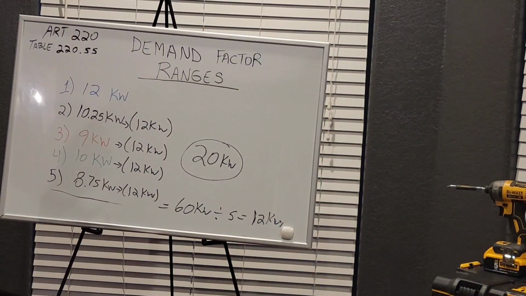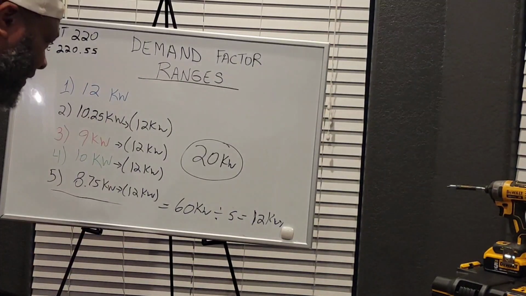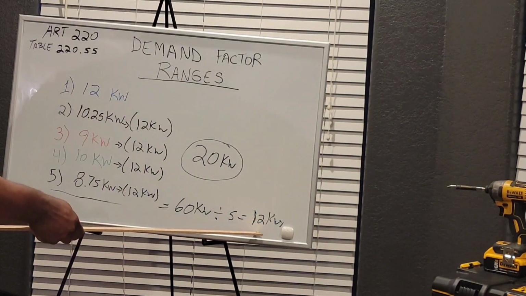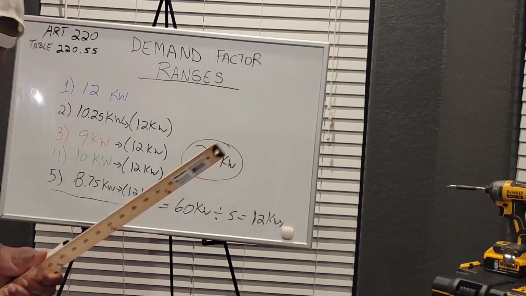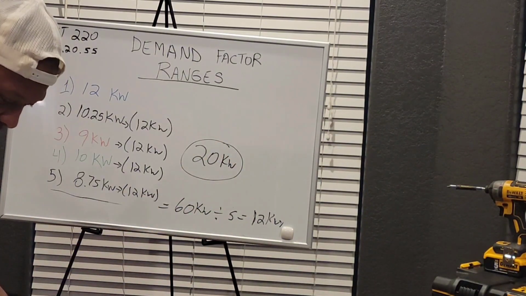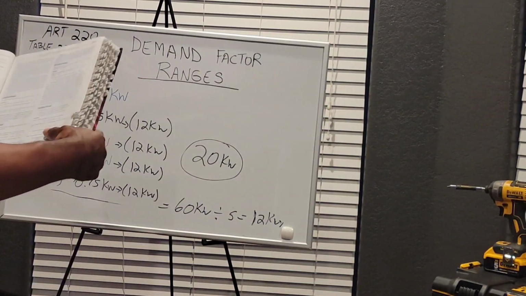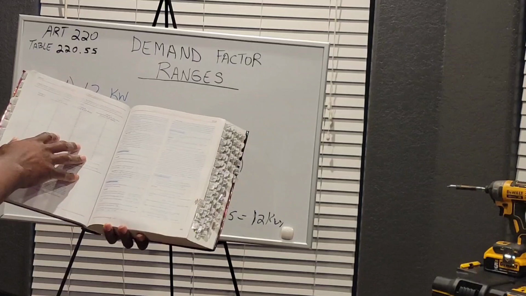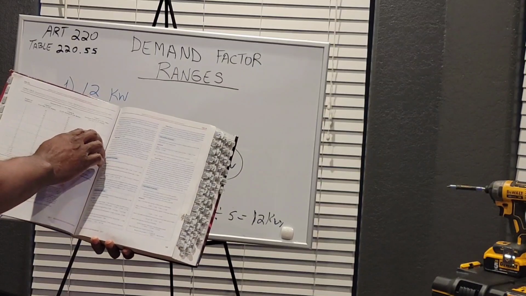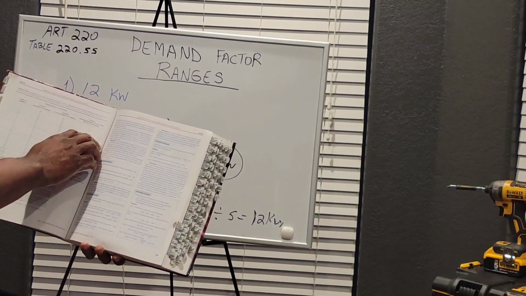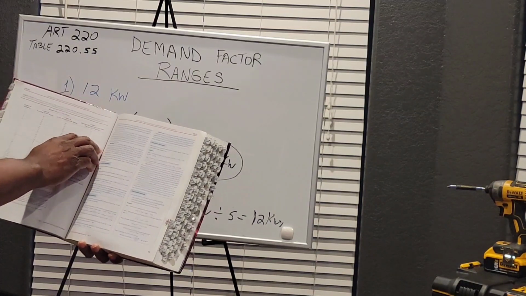The reason why we use that column C is because it's not over 12 kW, right? We had 12 kW that we calculated, but we have 5 ranges. And so the NEC told us to go over, just in case you guys who don't have a book. We got 5 appliances. Scroll over to column C, and that would be your maximum demand, 20 kW.